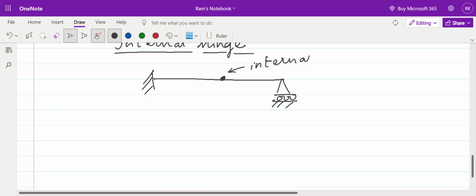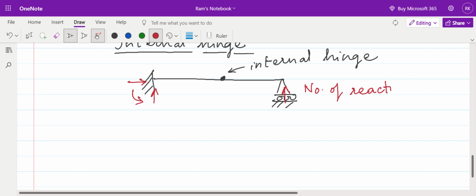Now, my friends, the basic number of equations is 3. Summation of forces in x direction is equal to 0. Summation of forces in y direction is equal to 0. Summation of moments acting in xy plane is equal to 0. Now we know the number of unknown reactions in case of propped cantilever is 3 for the fixed support and 1 for the roller support. So the number of unknown reactions is equal to 4.